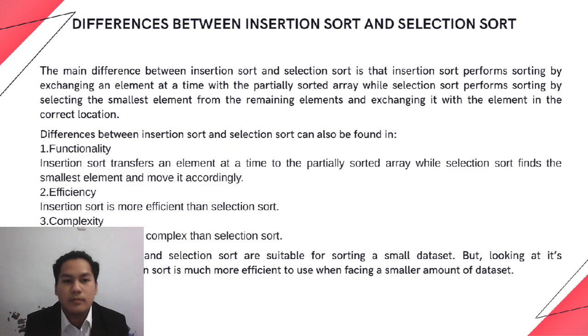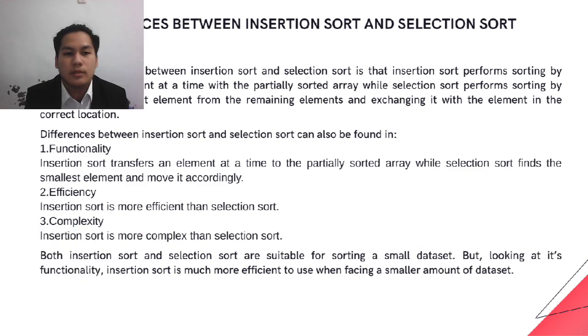accordingly. Second, efficiency. Insertion sort is more efficient than selection sort. Third is complexity. Insertion sort is more complex than selection sort. Both insertion sort and selection sort are suitable for sorting a small dataset, but looking at its functionality, insertion sort is much more efficient to use when facing a smaller amount of data.